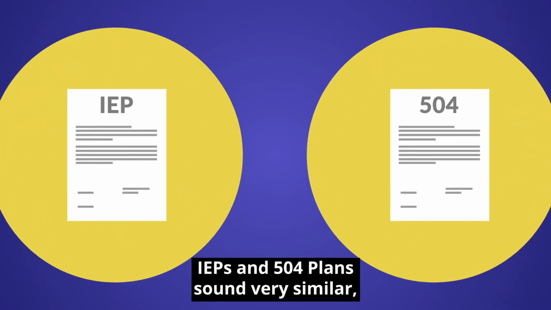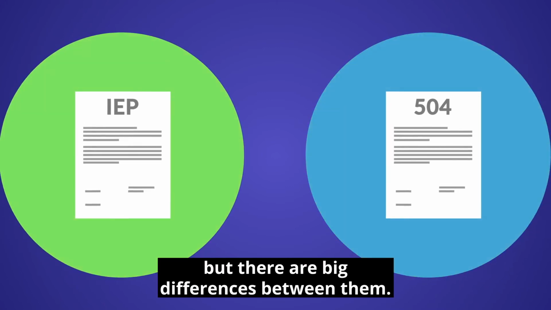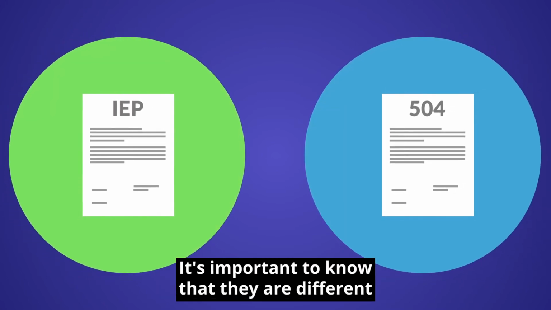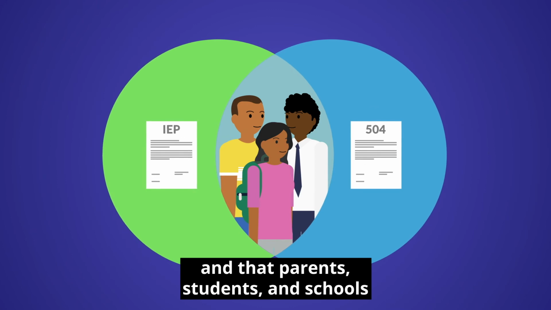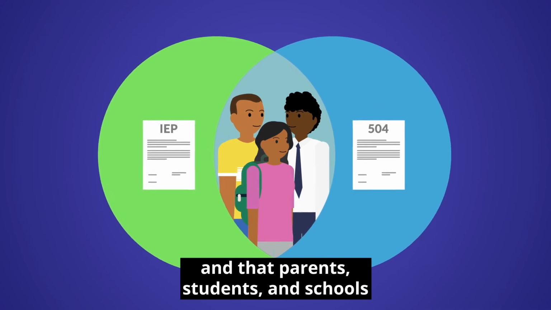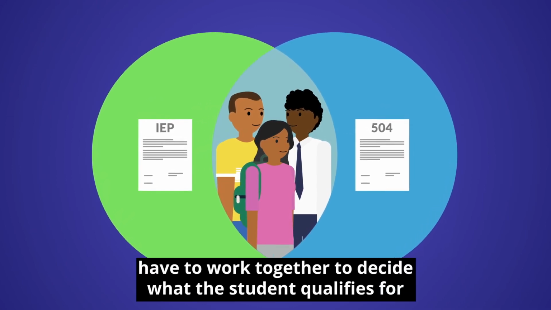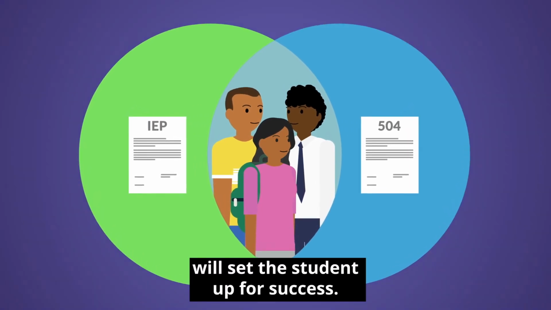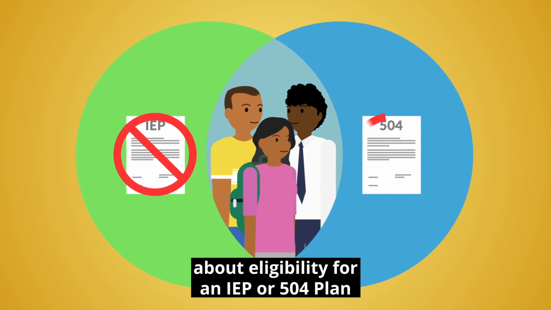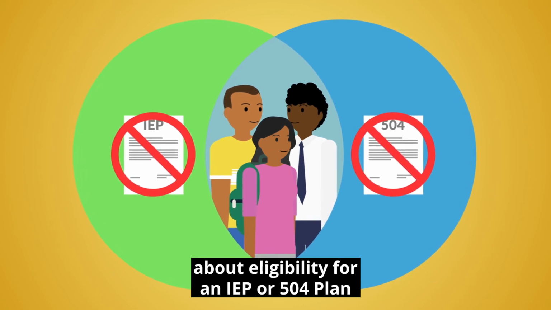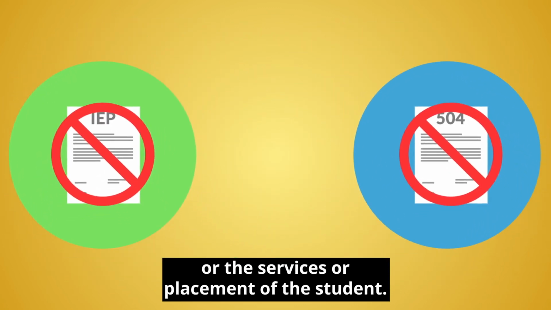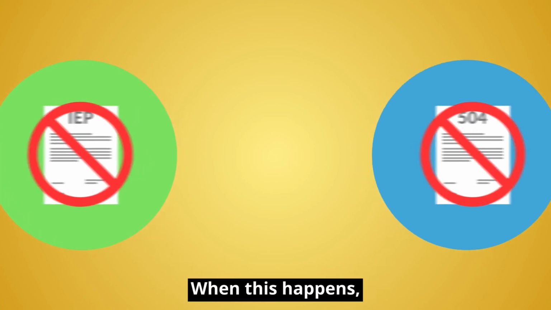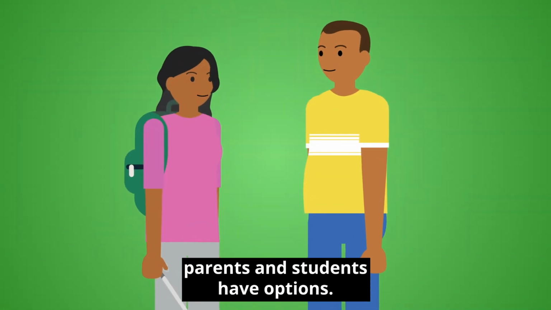IEPs and 504 plans sound very similar, but there are big differences between them. It's important to know that they are different, and that parents, students, and schools have to work together to decide what the student qualifies for and what supports will set the student up for success. Sometimes there are disagreements about eligibility for an IEP or 504 plan, or the services or placement of the student. When this happens, parents and students have options.